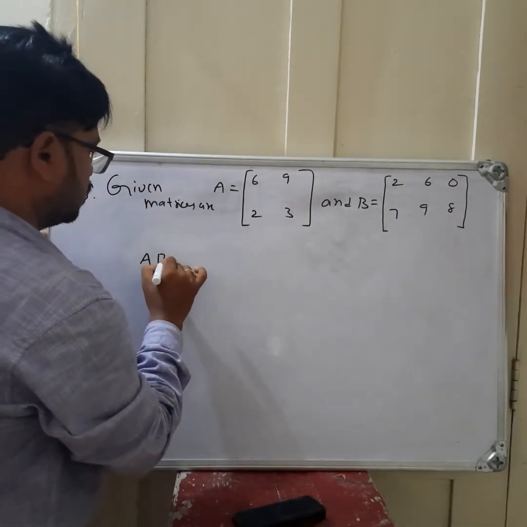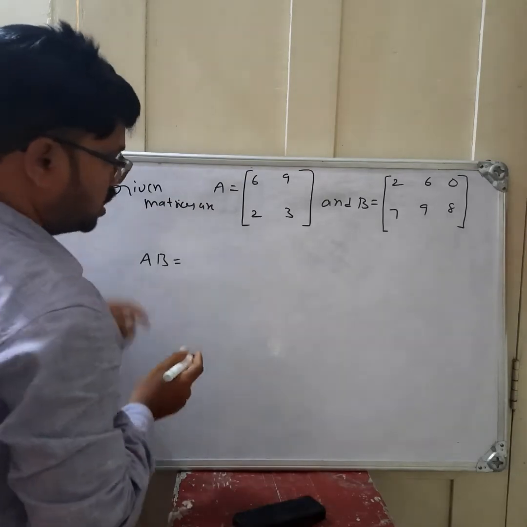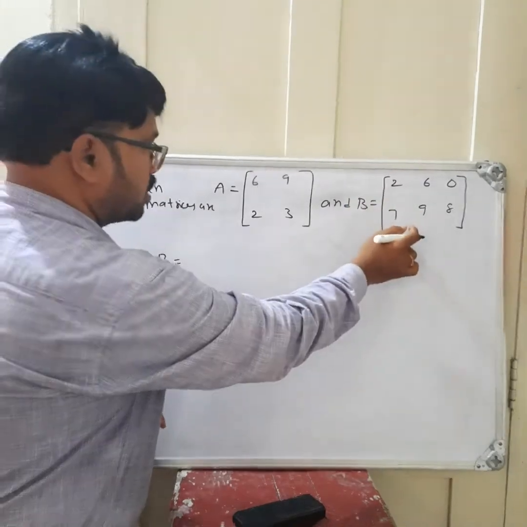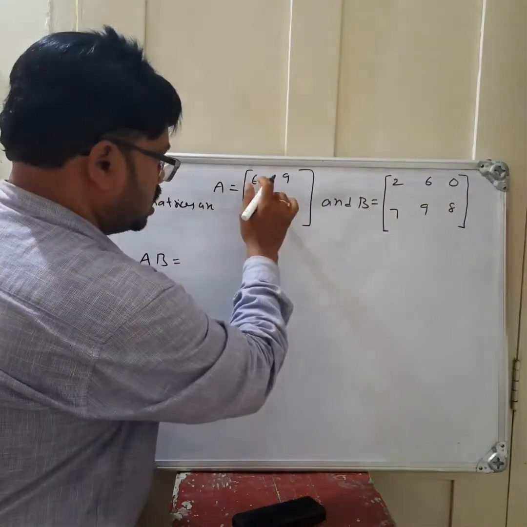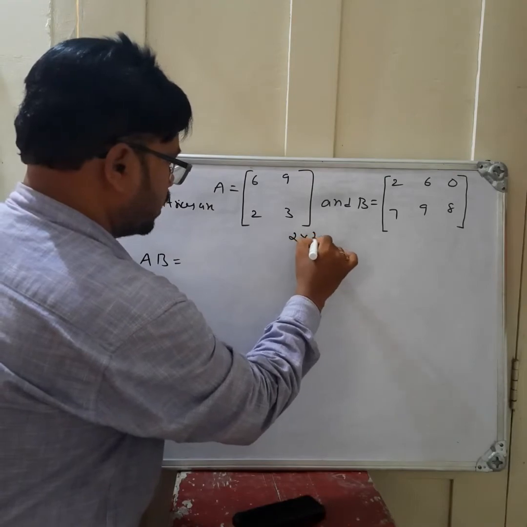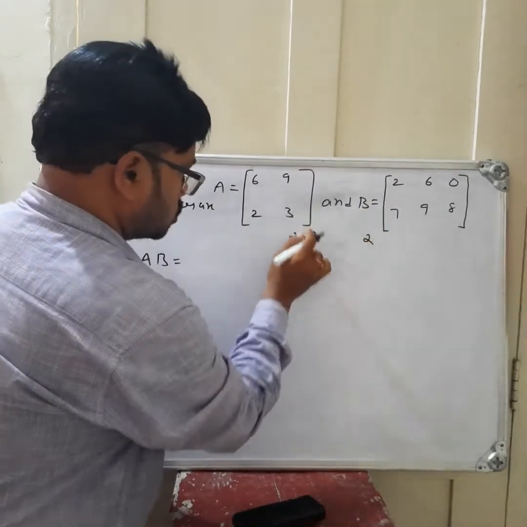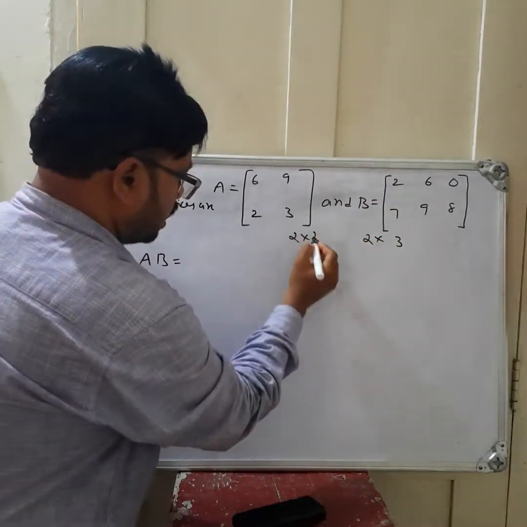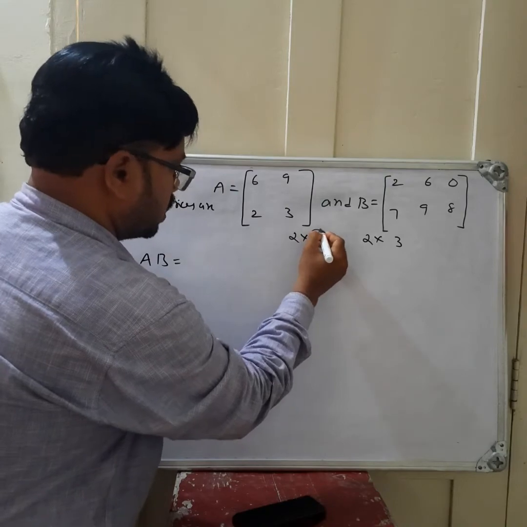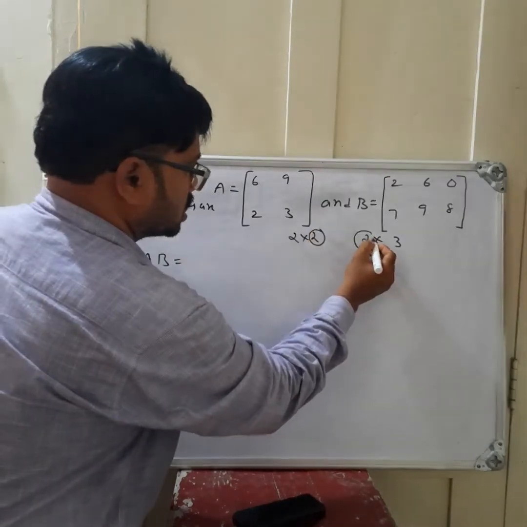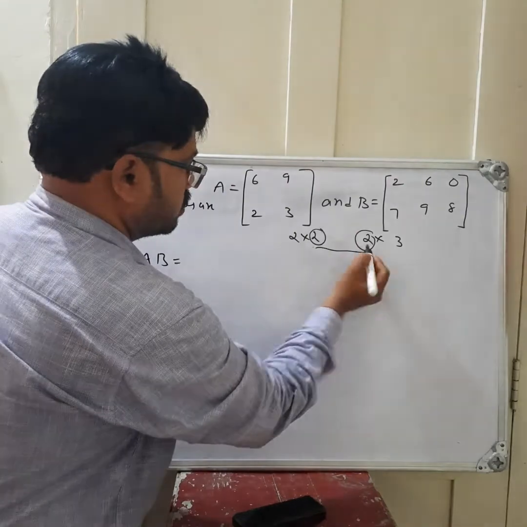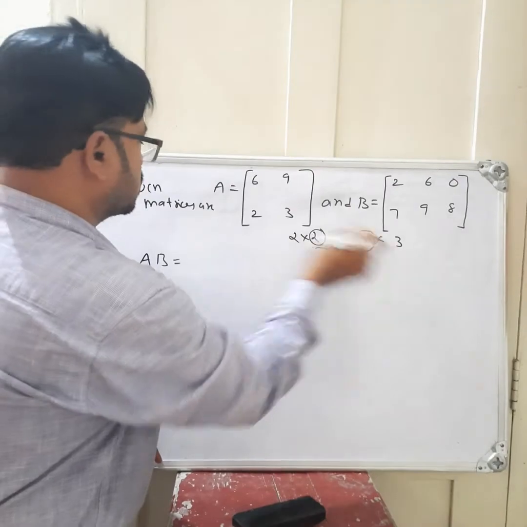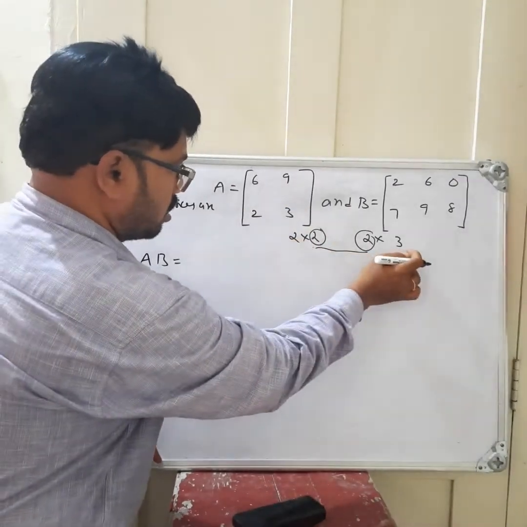To find the multiplication of these two matrices, what is the rule? The number of columns in the first matrix must equal the number of rows in the second matrix. Here A is a square matrix of order 2 by 2 and the order of B is 2 by 3. These two are equal, so matrix multiplication is possible. The resultant matrix of AB has 2 rows and 3 columns.